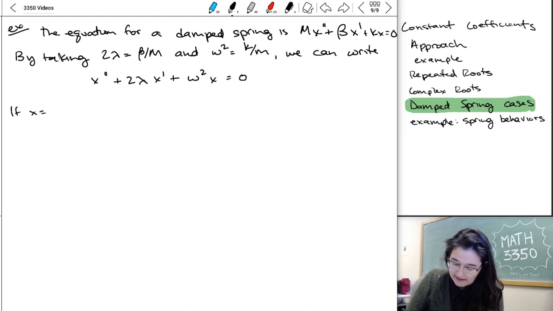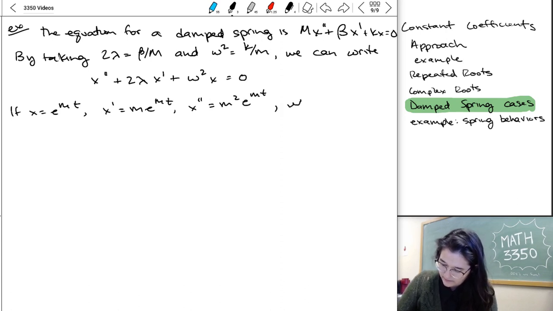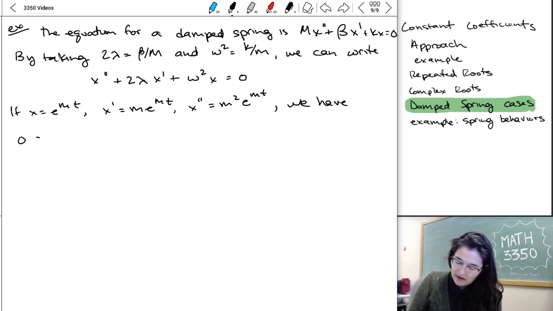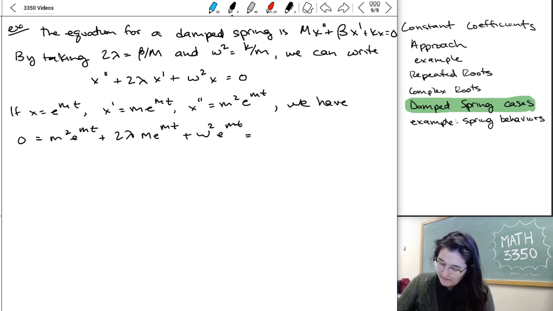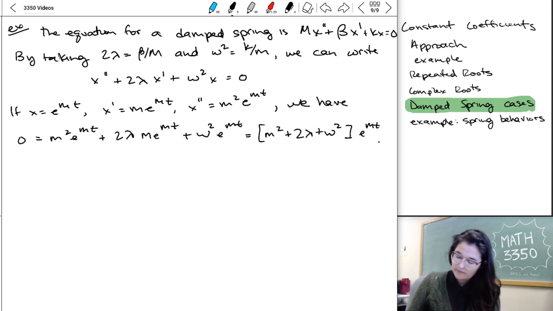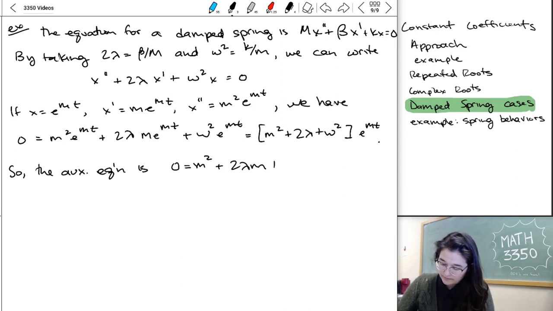We're going to assume that x is e to mt, x prime is m e to mt, so x double prime is m squared e to mt. That gives us the ODE. 0 is equal to m squared e to mt, x double prime, plus 2 lambda x prime, which is m e to mt, plus omega squared x, which is just e to mt. And when we factor out the e to mt, we get m squared plus 2 lambda m plus omega squared times e to mt. So the auxiliary equation is going to be 0 equal to m squared plus 2 lambda m plus omega squared.